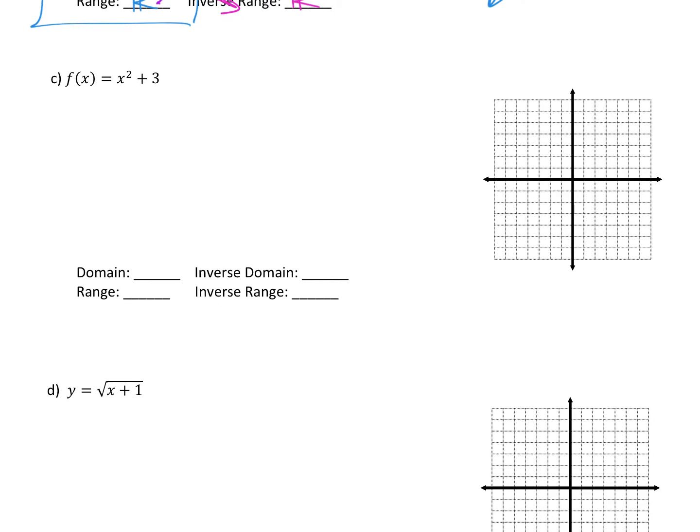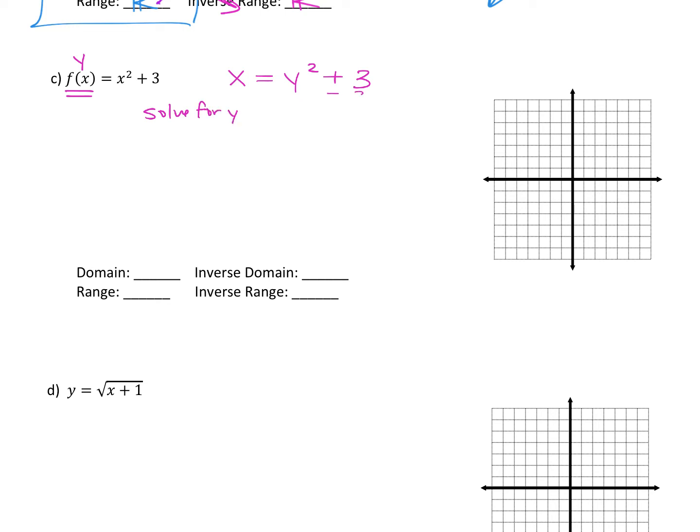Okay, letter C. Here we go. We are going to find the inverse and graph it again. What do you do? Swap x and y. Now, don't let this freak you out. You're like, oh, there is no y. F of x and y are really the same thing, right? So this is y equals x squared plus 3. So we're going to rewrite it as x equals y squared plus 3. Okay? Then we're going to solve for y.